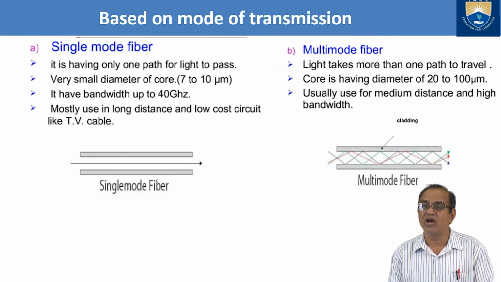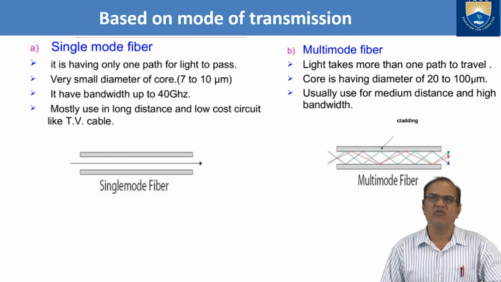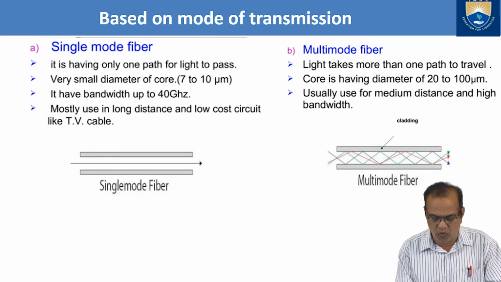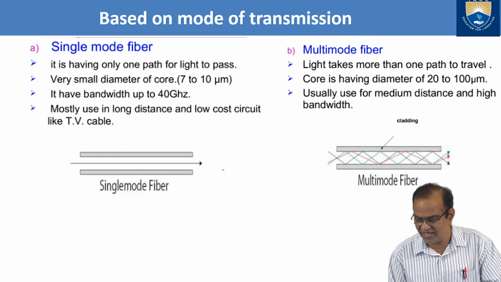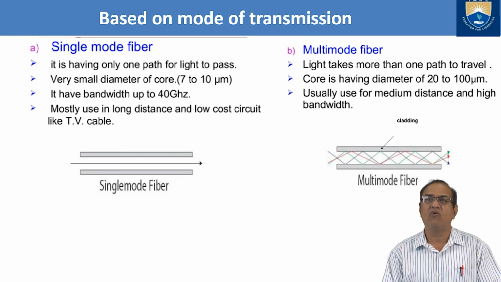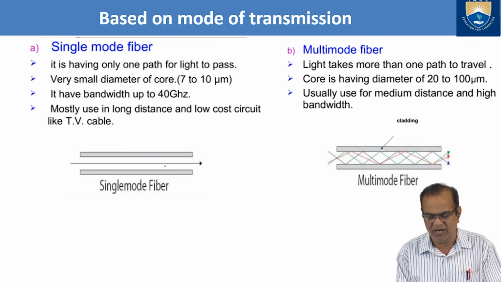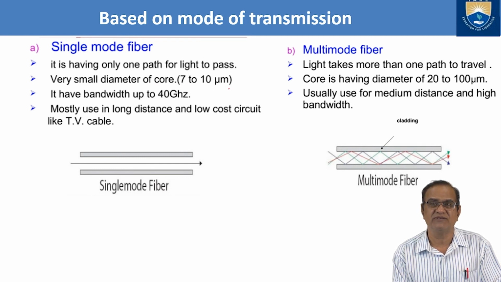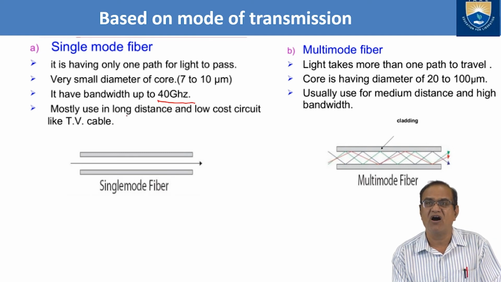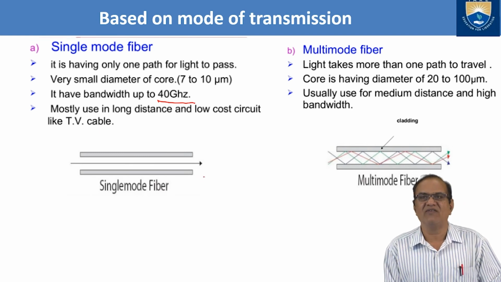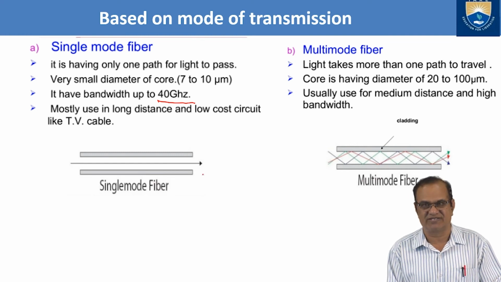Next we have the types based on the mode of transmission. Here we have the single mode fiber and multiple mode fiber. What is single mode? Here only one mode is there. It has only one path for light to pass, with a very small core diameter of 7 to 10 micrometers. It has bandwidth up to 40 gigahertz. It is mostly used in long distance and low cost circuits like TV cable, where we use this, and its bandwidth is 40 gigahertz.